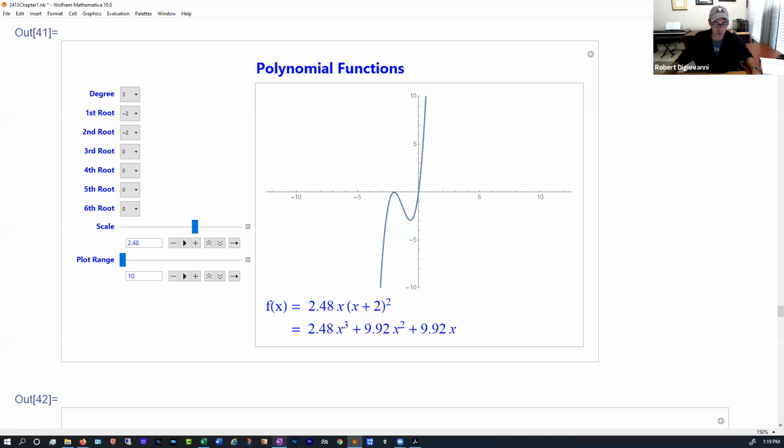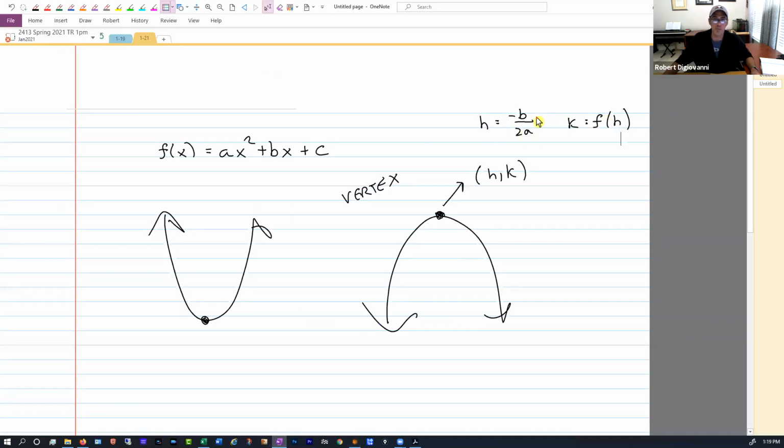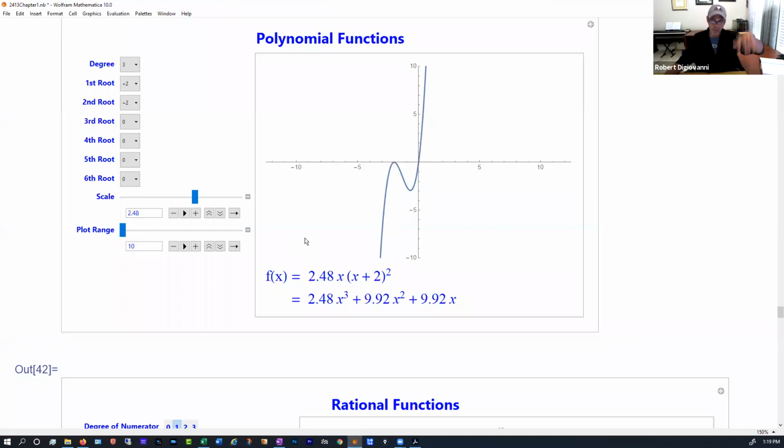And when we get to this point, I'll actually show you where this formula comes from, because this formula actually comes from calculus. We're going to prove that this is true. All right, polynomials, blah, blah, blah.